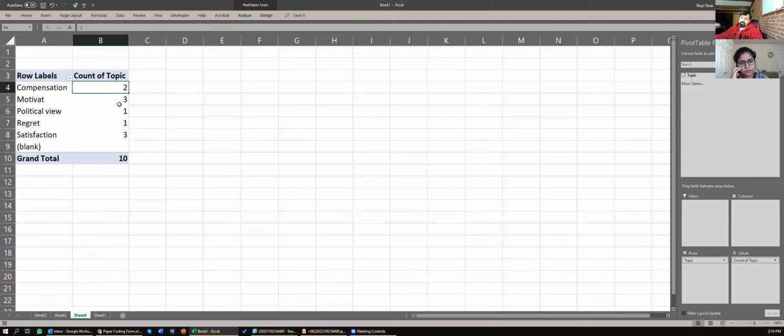Now, for the unique studies like political views or regret, that's where we basically stop. We don't need to review every single study. We have dozens of them. So we're not going to get into the details of what exactly they studied about regret.